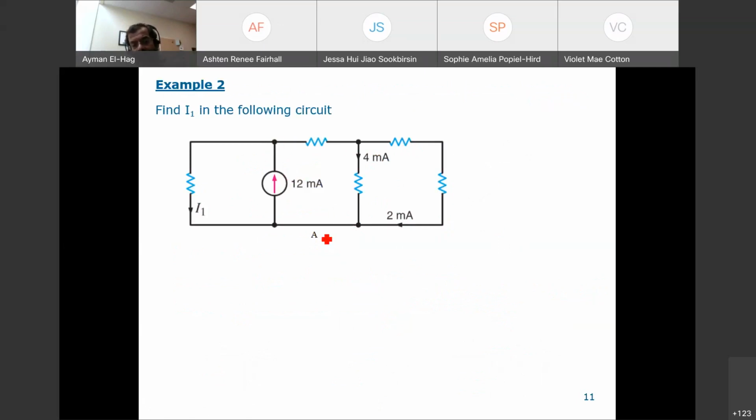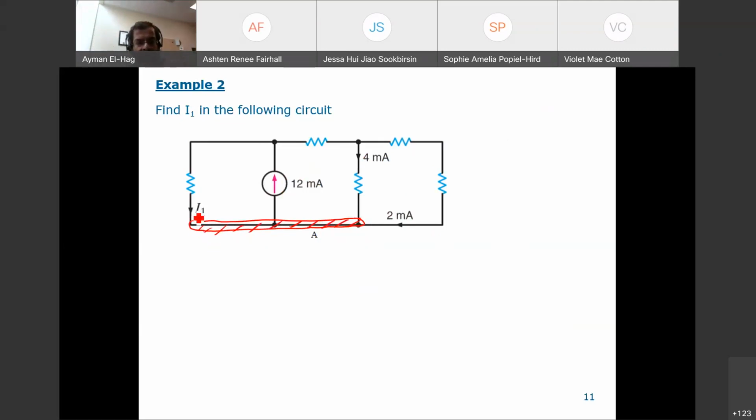Okay, so if we look at node A, this node is basically this point and this point and this point, because there is nothing here. So all of this is basically one node. All of this is just one node. Now, this node has how many branches connected to it? We have this, one, two, three, and four. So it's good to count how many branches are connected to that node. Why? Because you will know how many elements have to be in your equation.